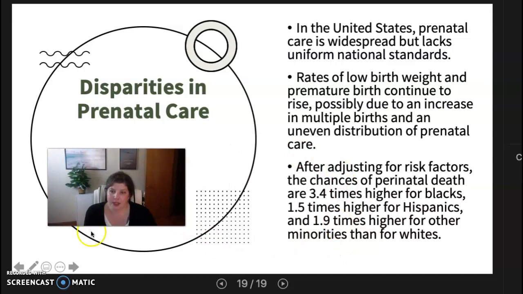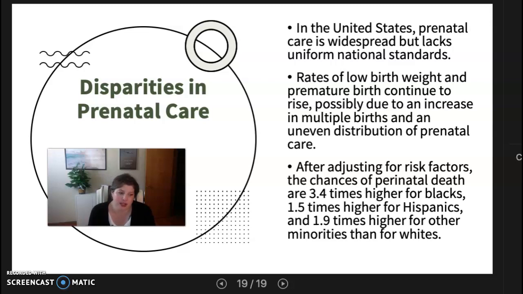So this last section here is disparities in prenatal care. In the US, prenatal care is widespread but lacks uniform national standards. So what that means is that there are lots of places you can go to get prenatal care, but it doesn't mean you're going to get the same care wherever you go. It does not mean that people have access to the same quality of care.